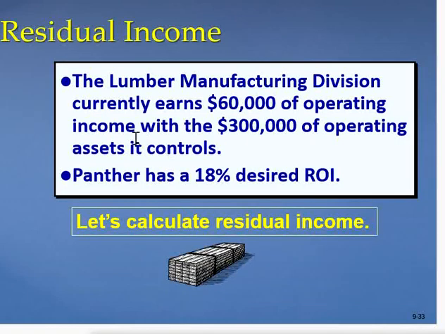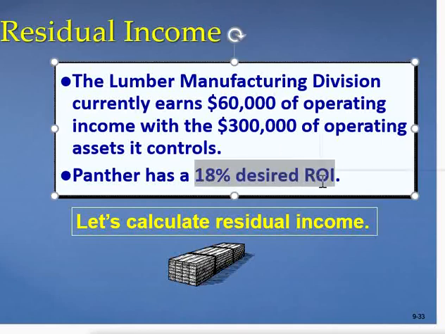Let's go to our example, the lumber manufacturing division. Here they currently earn 60,000 of operating income with 300,000 of operating assets under their control. So their return on investment is 18%. We already calculated it with this information. I'll explain again: the 60,000 is their operating income and 300,000 is operating assets. Now 18% is their desired ROI, not the one calculated from this.